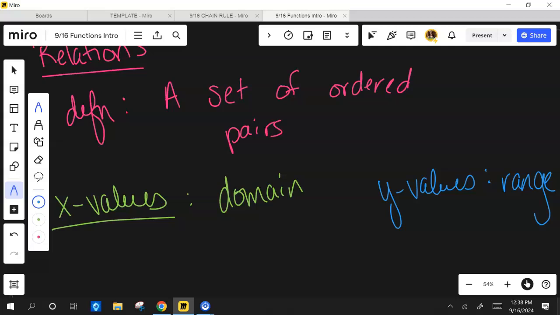Here's how I remember it. X values, X comes before Y in the alphabet, D comes before R. The other way that you can remember it is Y has a tail and range, the G has a tail.